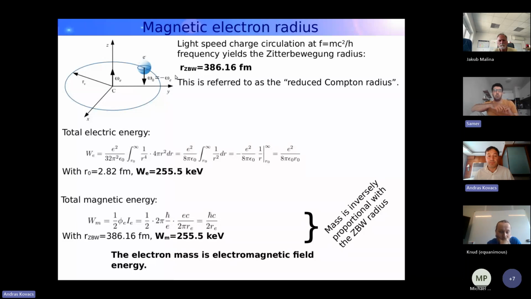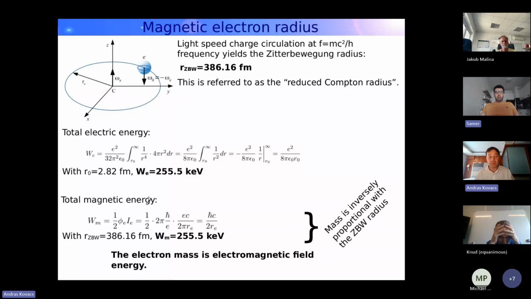So once we put those in, we get the Zitterbewegung radius of 386 femtometers. So that's again a well-known length in physics, because this is being referred to as the reduced Compton radius. So once we know this circulation radius, we know the current that is flowing in this electron current loop, and then we can calculate the corresponding magnetic field energy.